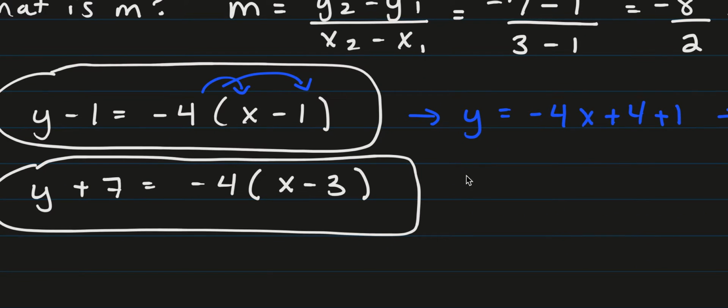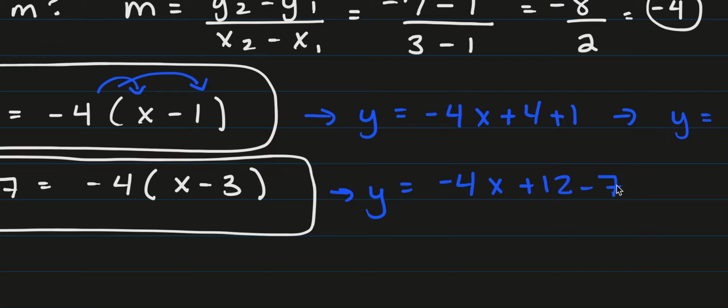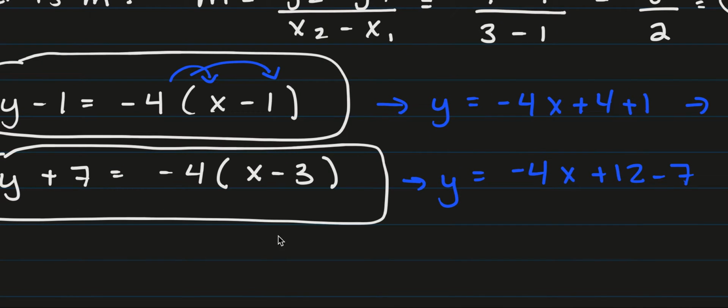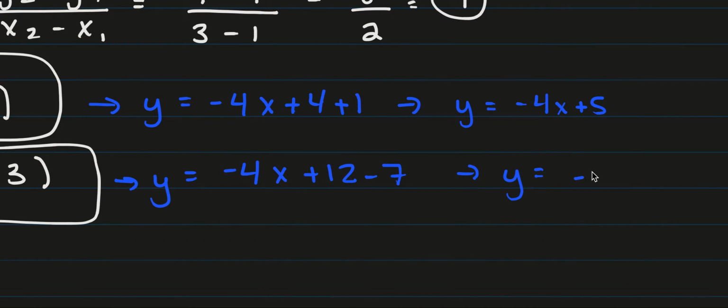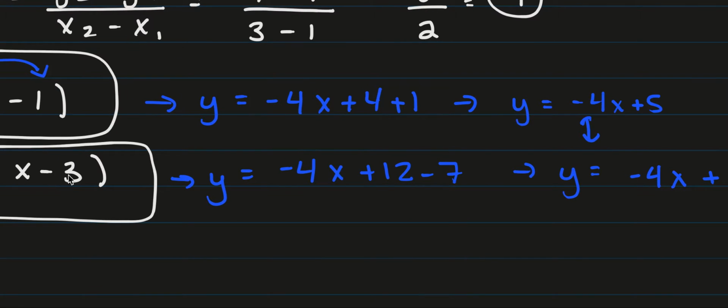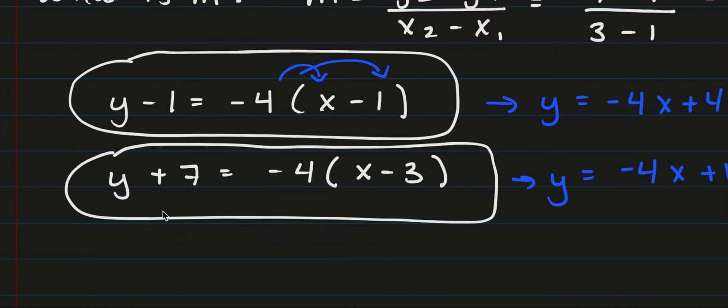I'm going to do the same thing here. I get y is equal to, send in that negative 4, so negative 4x plus 12, subtract 7, because I'm going to move the 7 over to the other side, so I subtract 7, and I get that y is equal to negative 4x, 12 minus 7 is 5. And you can see that these are the same line. They're just written a little differently, but it's the same thing. So they give you the same line, so it doesn't matter.